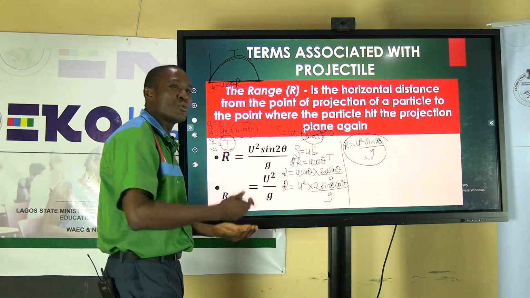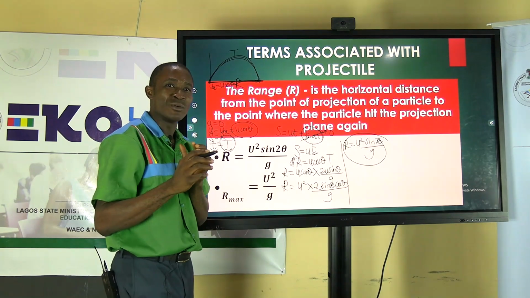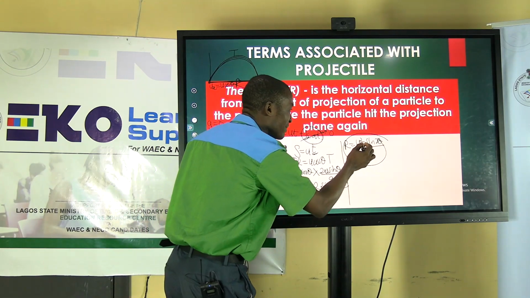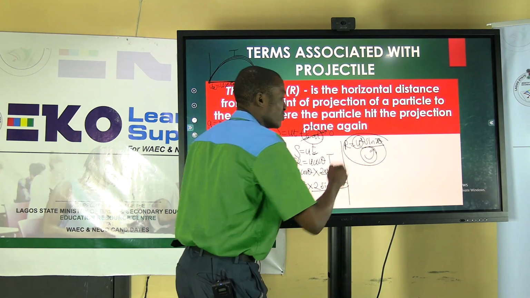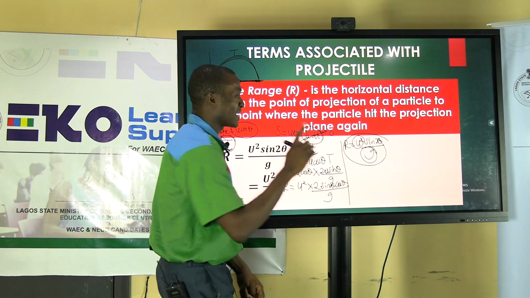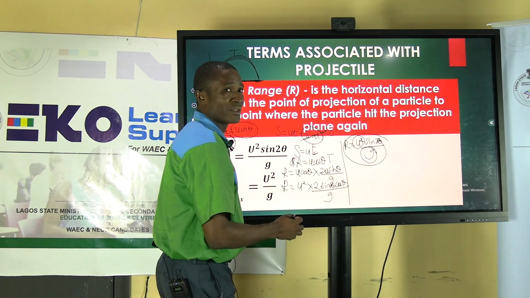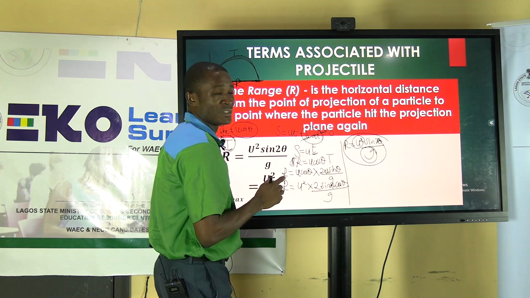So in that case, how do we achieve that? There's a particular angle. Now, look at this. If you have the same velocity and the same acceleration due to gravity, the only factor that can determine that is the value of your theta. Like I told you that time, you see the impact of theta now.